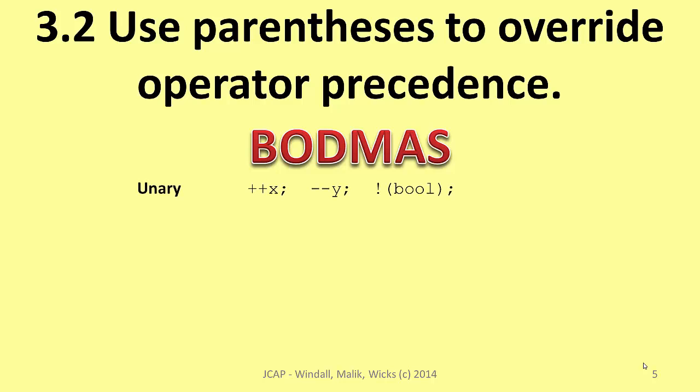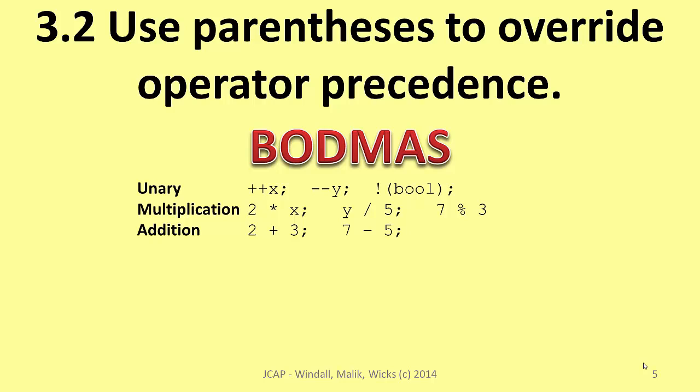You have unary operators, and those are things that happen before the variable name. So ++x, or --y, or !, whatever is in the value boolean, are all done first. So before we do anything else, those happen. Then you have things like multiplication and division and remainders. So 2 times x, or y divided by 5, or 7 remainder 3, will all happen next.